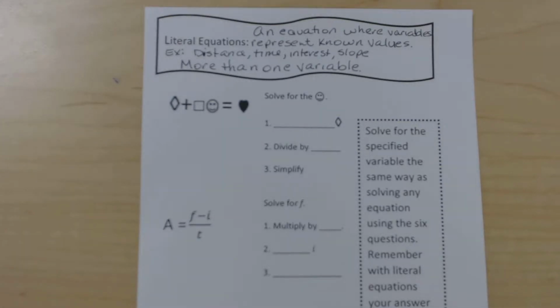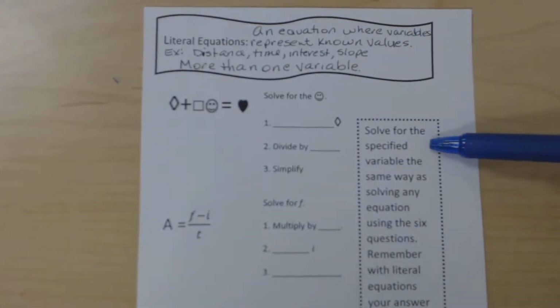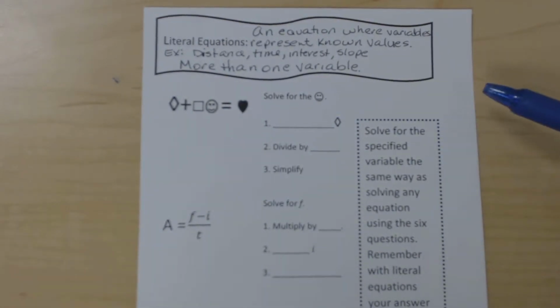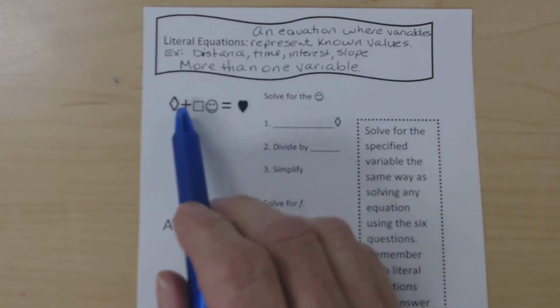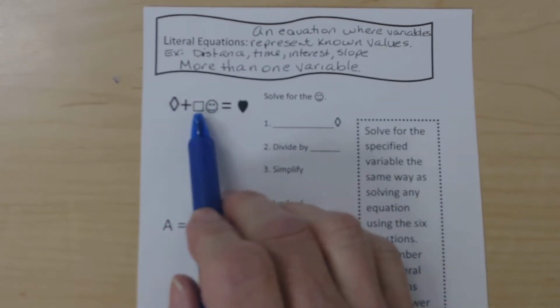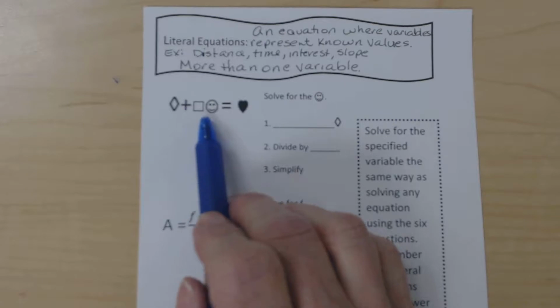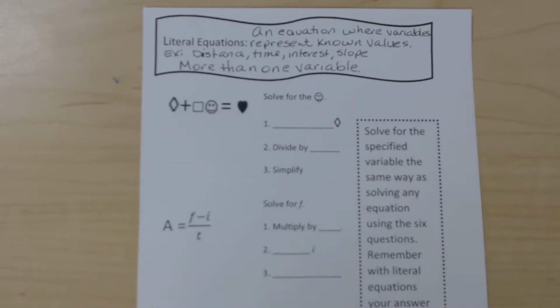And what happens from there is that we are usually asked to solve for a specified variable, and we will use the same process that we use for solving when we have numbers. So we have these three examples here, so let's just start going through these examples. So we have this variable here of a diamond, and it's being added to a square being multiplied by a smiley face, and that's going to equal a heart.